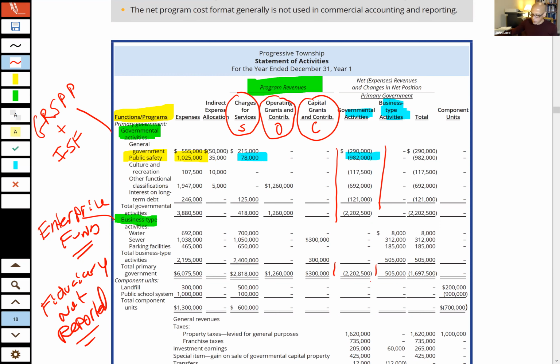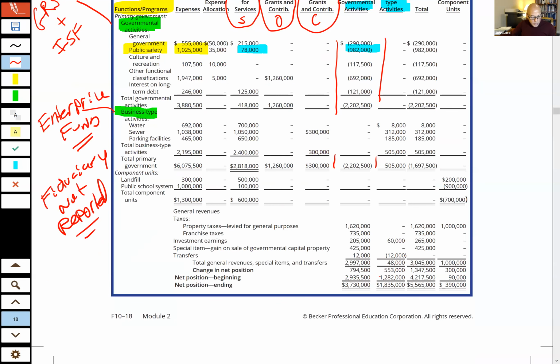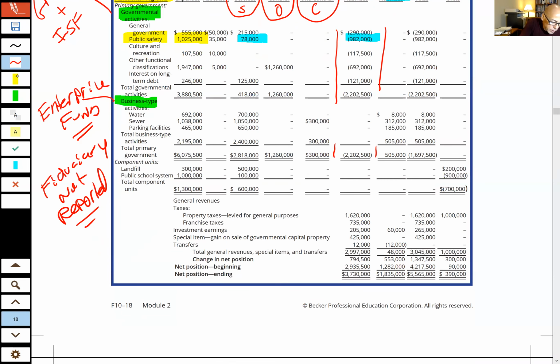Now, when you come down, you notice that every single one of this government's programs loses money. You're thinking, what a loser. How do we run this government? And the answer is that we run this government through taxes, okay? And so when you come down to the very end here, notice that we have a change in net position. Change in net position is like net income, and they had 794,500.